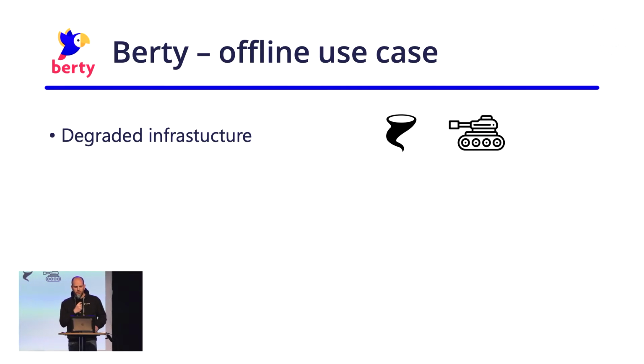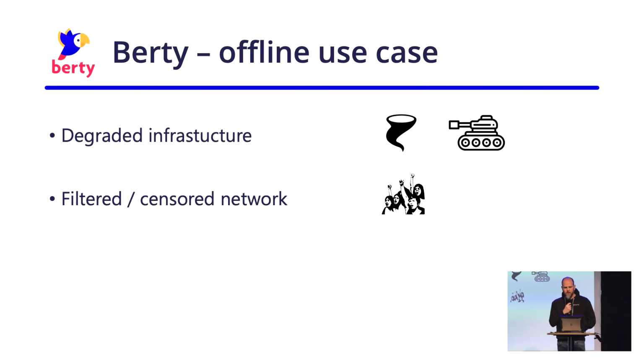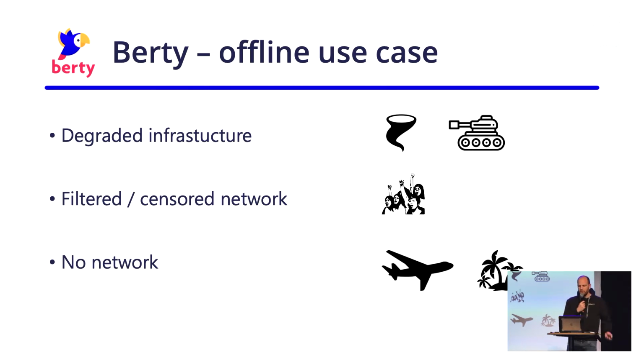The use cases of offline communication are, first, degraded infrastructure. So think of a natural disaster or war, when they destroy infrastructure. The second use case is a filtered or censored network, like riots. And the last use case is when there is no network. For example, when you are with your workmate on a plane and you want to continue to work and chat with them, or when you are in isolated places with friends, like big festivals, and you want to chat with them.